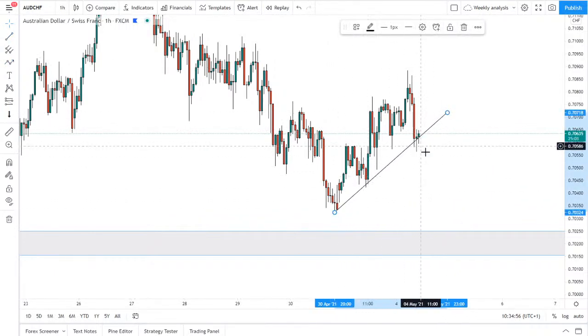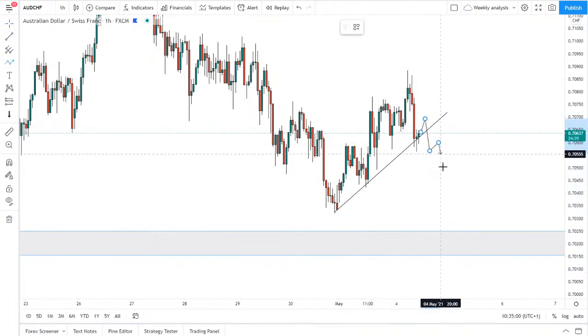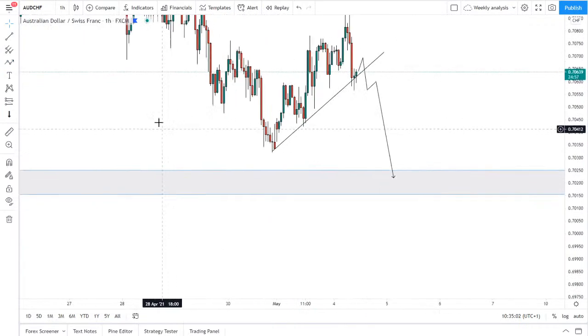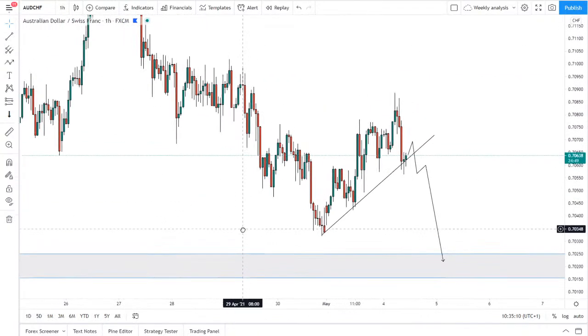First test here, second there, looks like we're just getting a third. So a break of that trend line will probably take us back down to those lows, potentially even further, because at that point I'd expect to see a lower low past that point. But nonetheless, price for AUD is looking bearish.